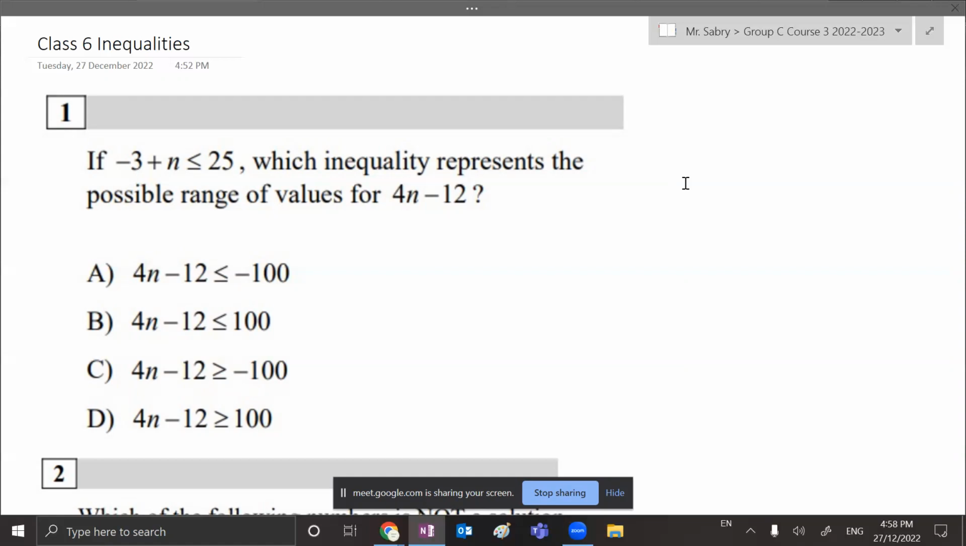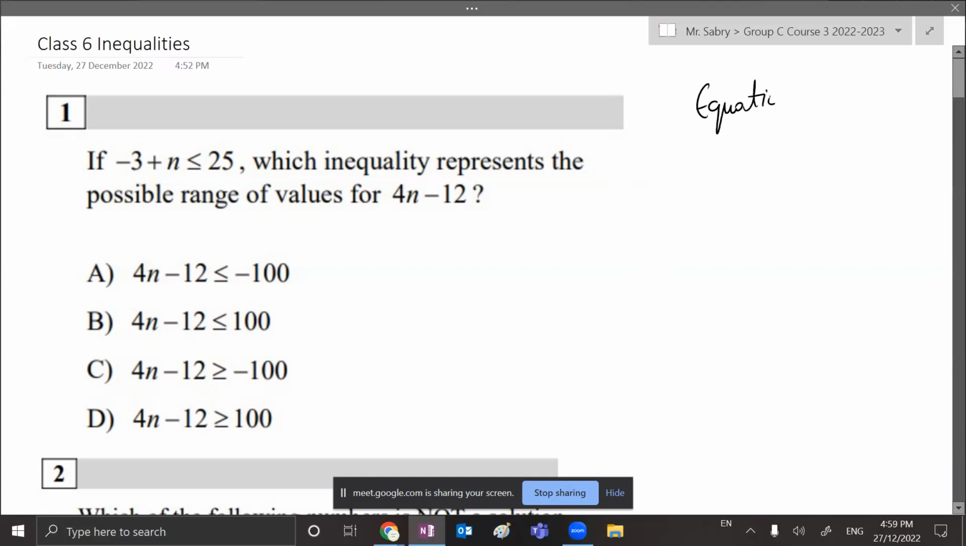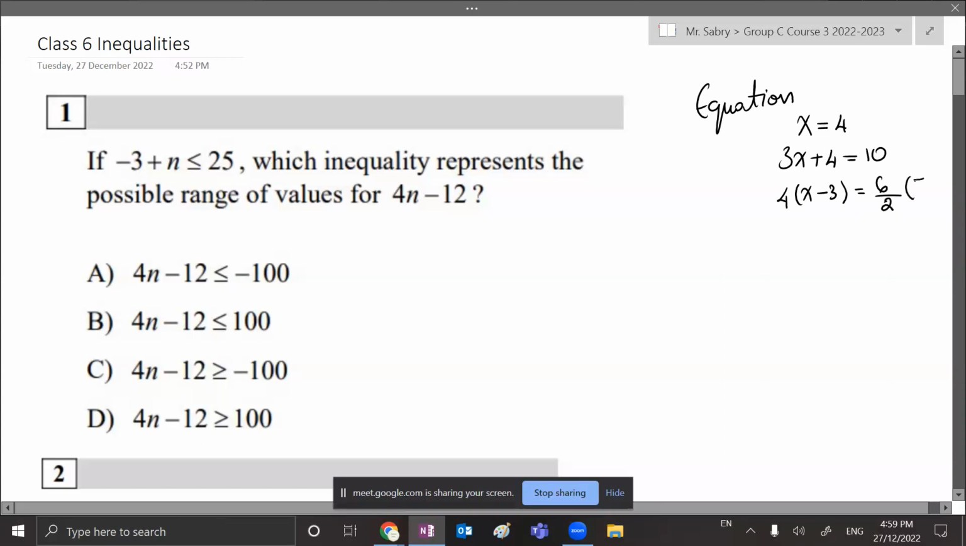And we're going to start with the very basic, simple ones, solving an inequality. And that's very similar to just solving a normal equation. Well, let's also discuss the difference between an inequality and an equation. So the word equation refers to anything that has an equal sign in it. So x equals 4, this is an equation. Or 3x plus 4 equals 10, this is another equation. Or 4 bracket x minus 3 equals 6 over 2, 7x minus 1. Still an equation, as long as there's an equal sign and variables.